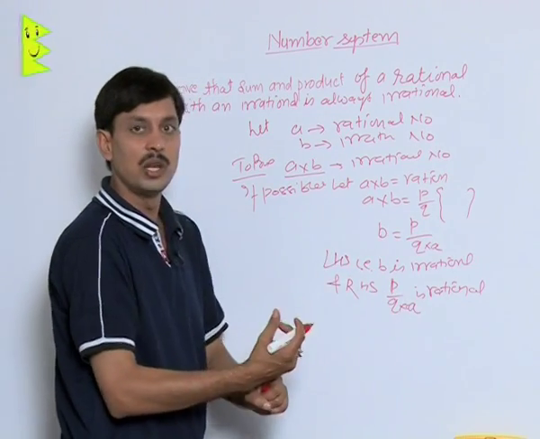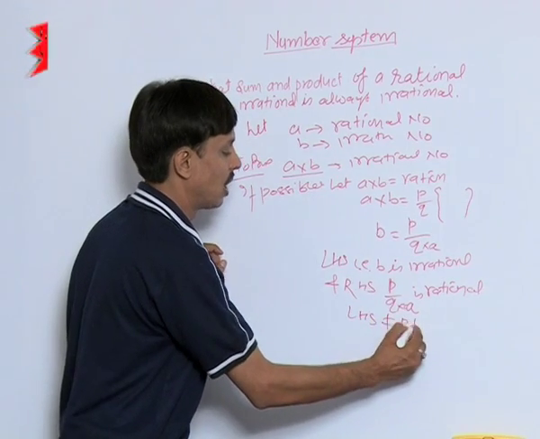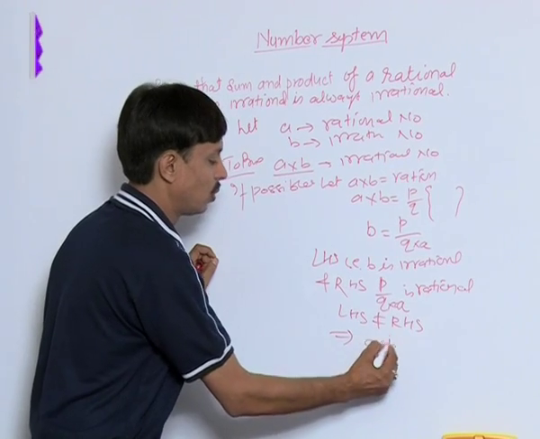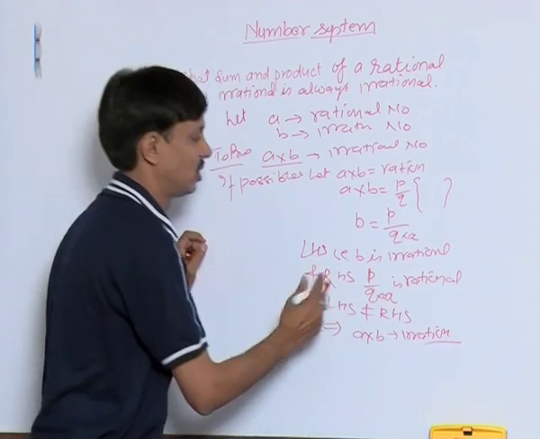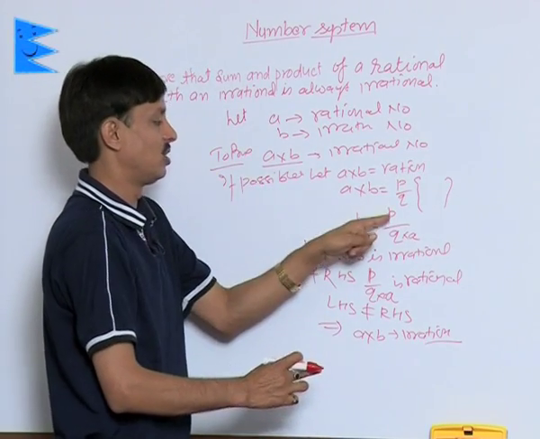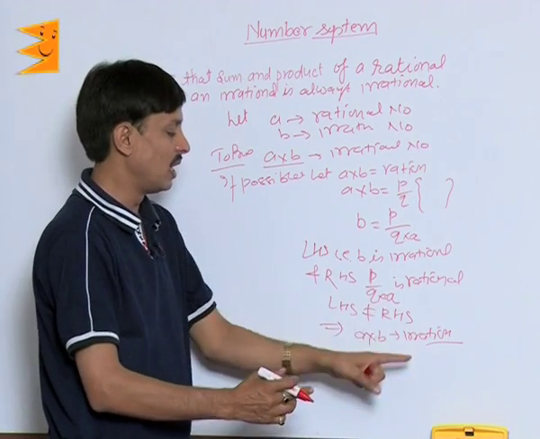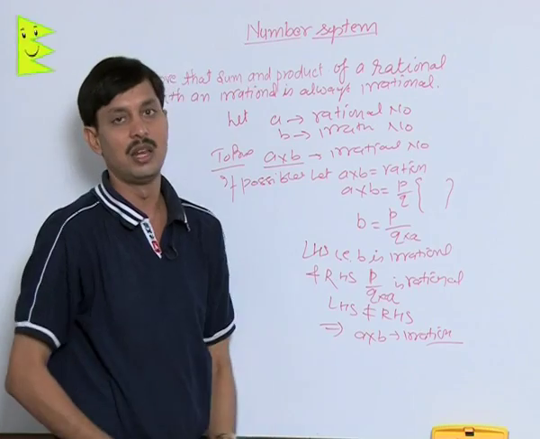So what conclusion can you draw? You can say LHS is not equal to RHS. This implies the result A into B is irrational. It is not rational, because if I assume it is rational, we reach a contradiction. So A into B, the product of a rational with an irrational, is always irrational.